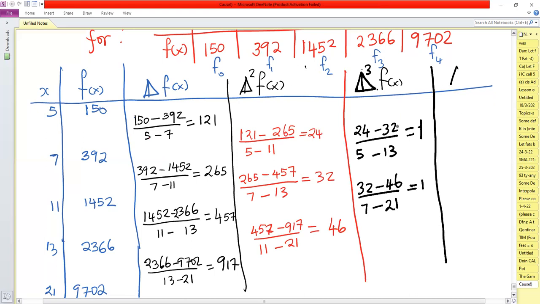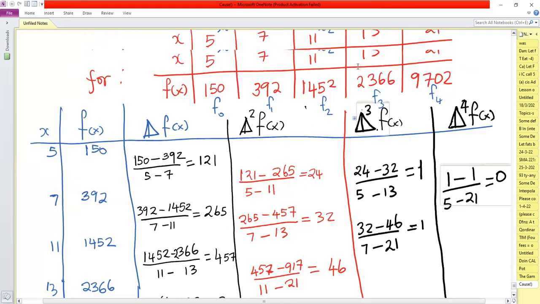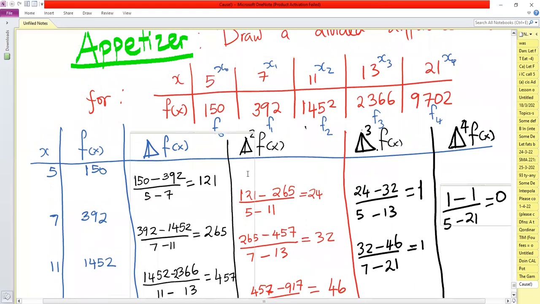And then, because we have two numbers, we can as well define the fourth divided difference, which will be given by 1 minus 1. For this one, the lower number is 5, the upper number is 21. But this will be 0 because the numerator will be 0. So that is how we draw a divided difference table for the values given in this table. Thank you.